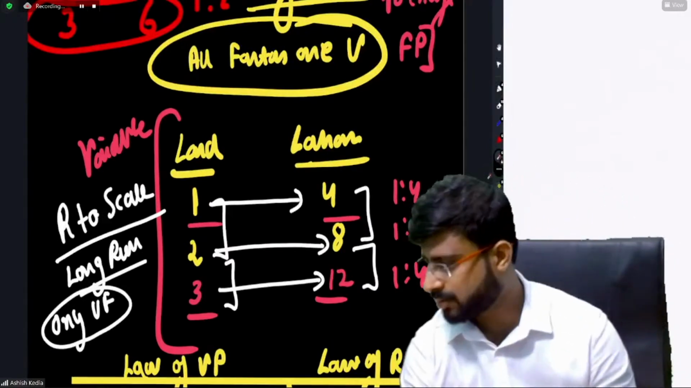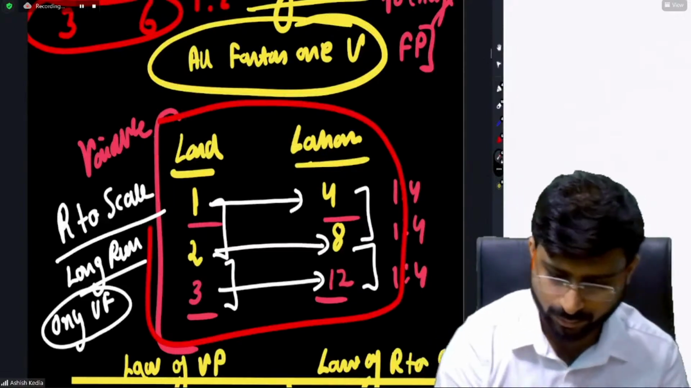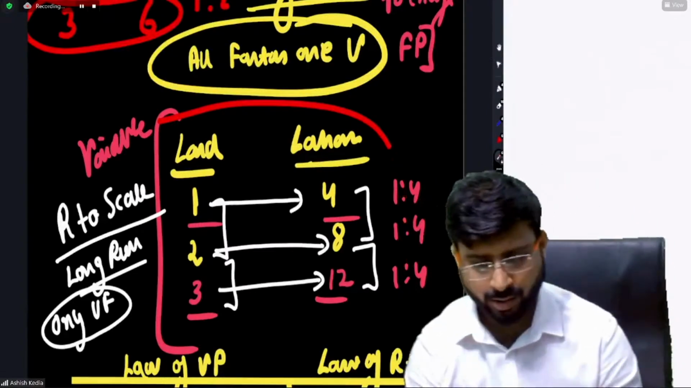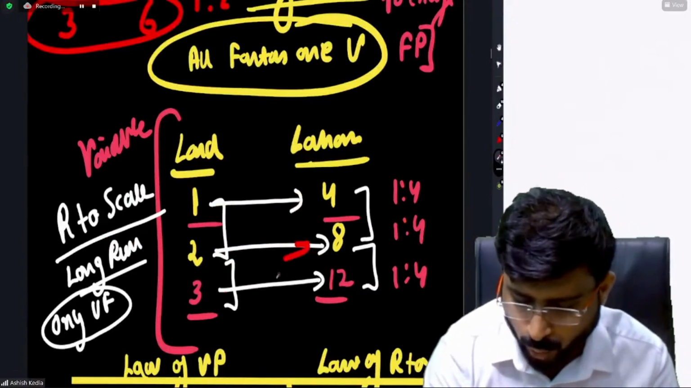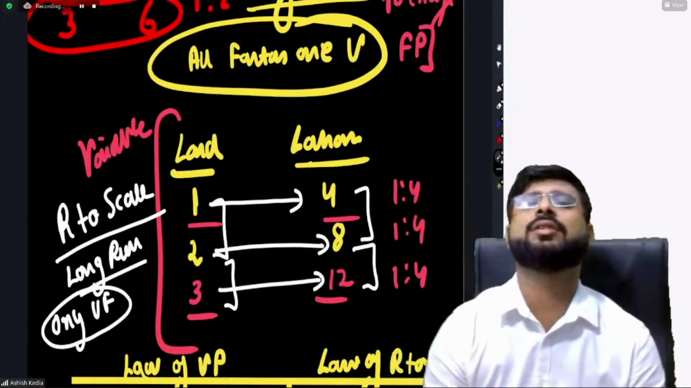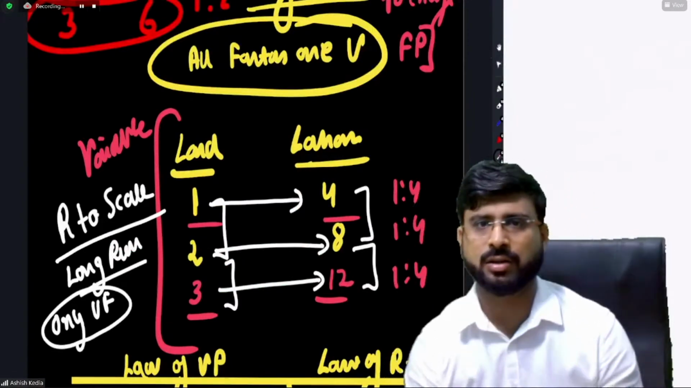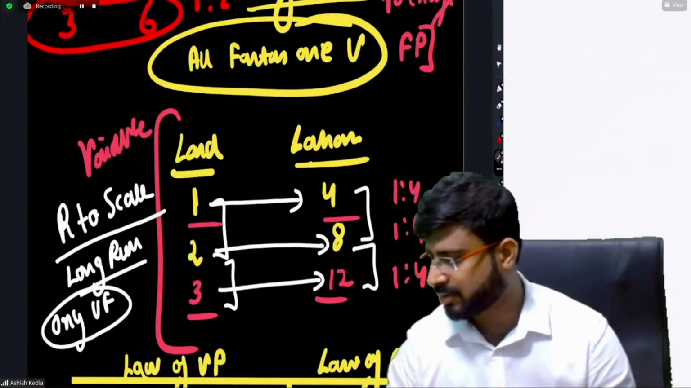Come on, everyone. Correct. So everything is variable. 1:4, 2:8, 3:12. So the ratio is always constant here. That's correct, sir.